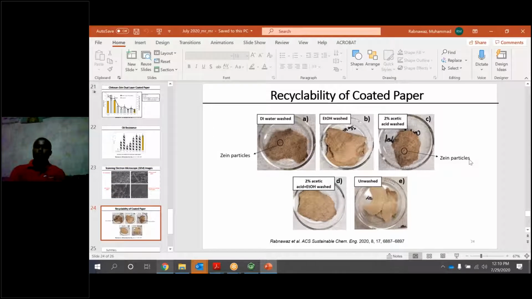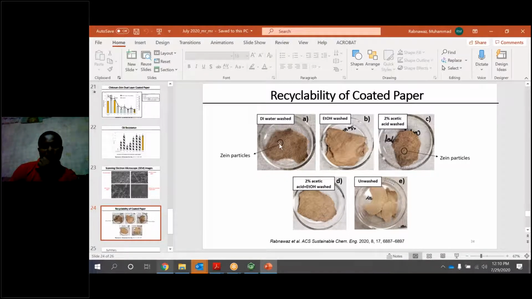Then we tested the recyclability of coated paper as well. So I will start here from the E, this one. We took as a reference uncoated paper, pulped it, and remade the paper. So if you look into the color of this one, it's kind of bright brown. And this is our coated paper that we repulped the way I showed earlier and then recovered the pulp. This is not good.